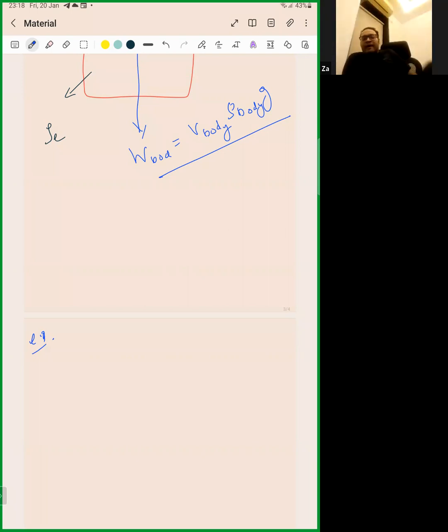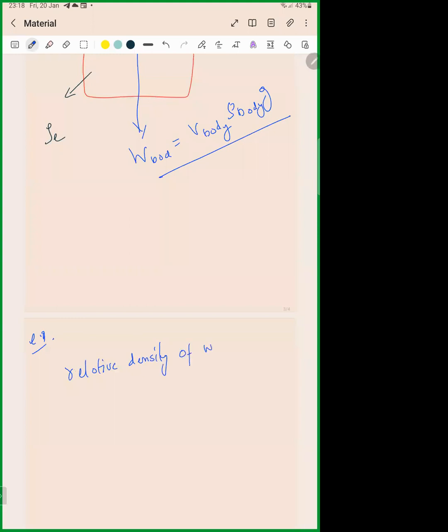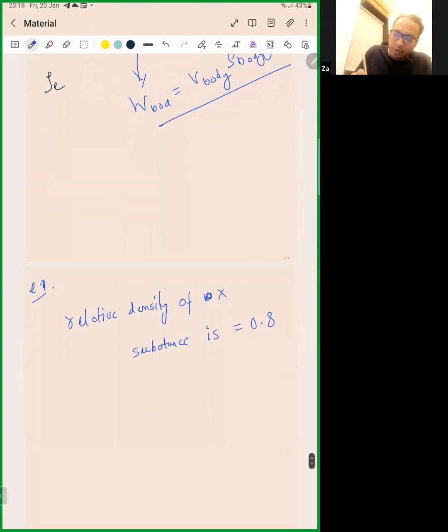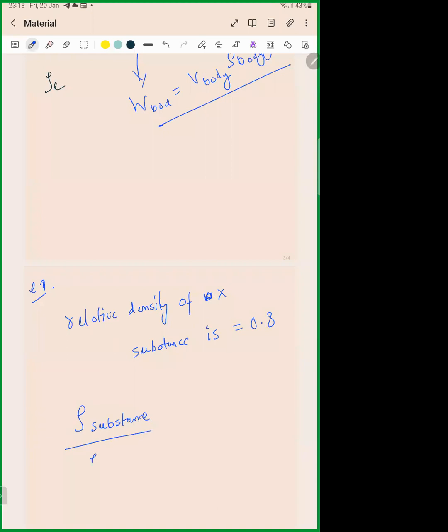For example, if I say that relative density of wood, of X substance, is, let's say, 0.8. What do you understand by that? What will be the real density of X then? This is the relative density, so it is 0.8. That simply means rho of substance divided by rho of water is 0.8. Right?